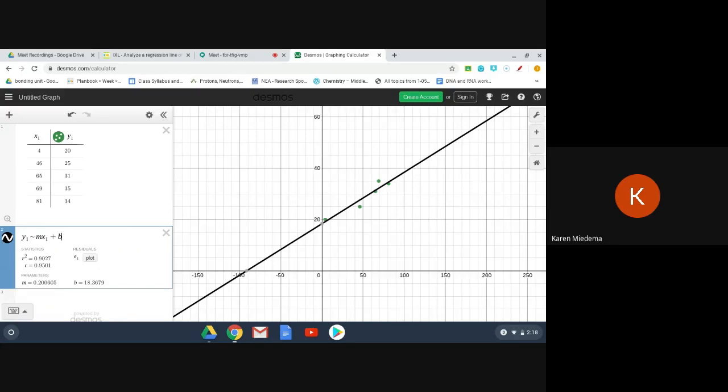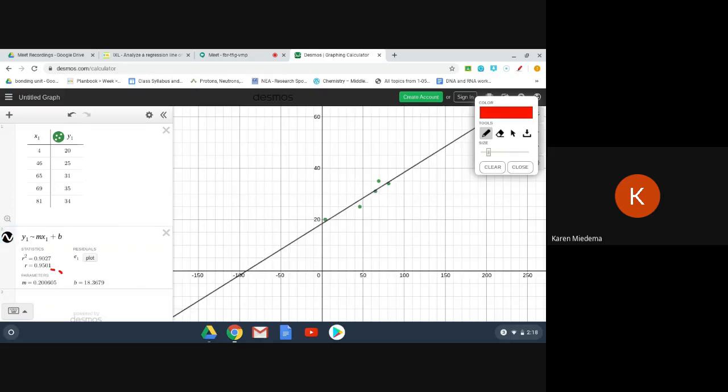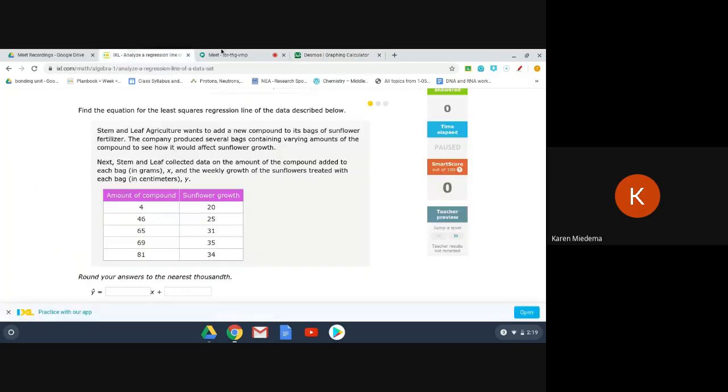Okay, now I want to point out something that as we did this, Desmos automatically calculated the slope and the y-intercept. Your slope is down here. That's m. And your y-intercept, or your starting value, is right here. That's b. Now on IXL, if we go back to IXL, it's going to ask us to round our answers to the nearest thousandth to find m and to find b.